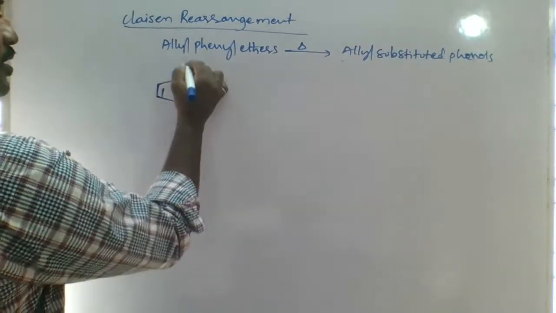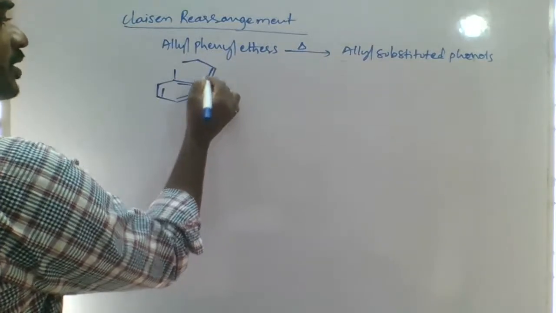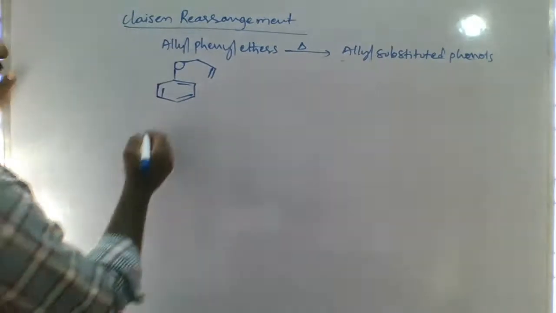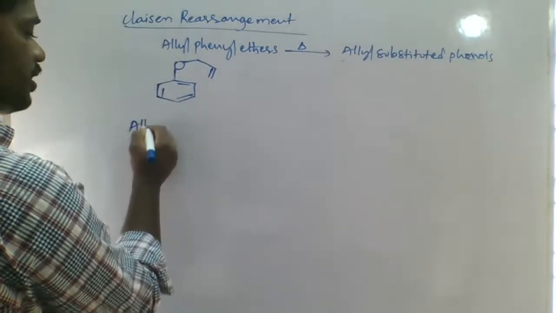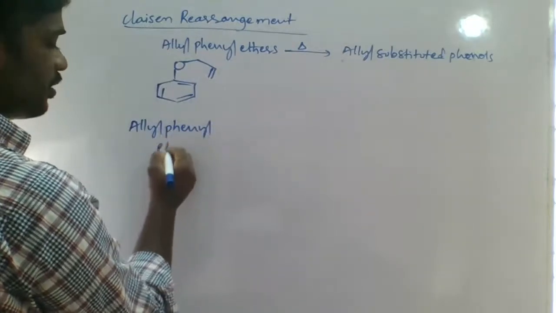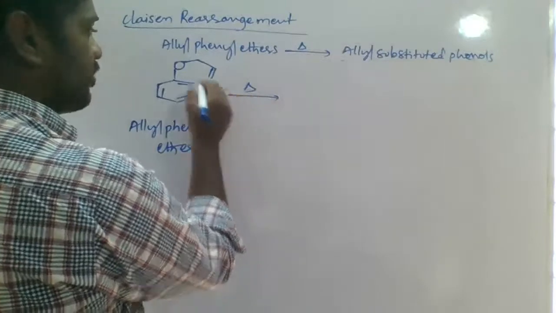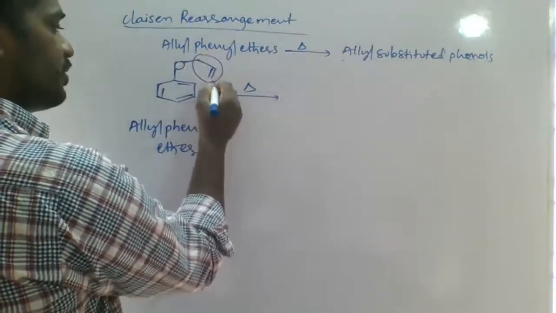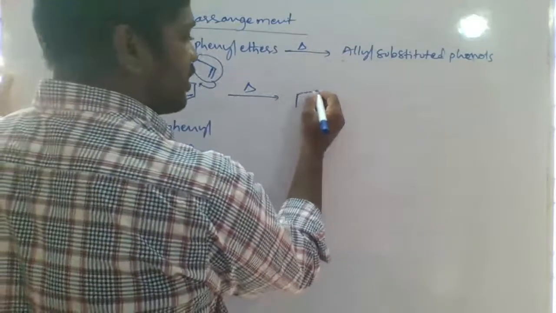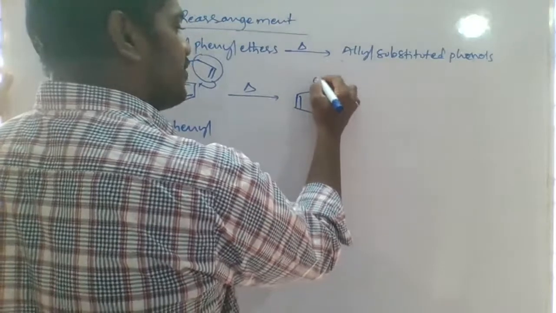So this is a phenyl. This is an allyl group. Here oxygen. The C-O-C bond is the ether. So this is an allyl phenyl ether. This allyl phenyl ether, upon heating, what happened? The group migrates to here. That is what happened here. This is a conversion to the phenol.